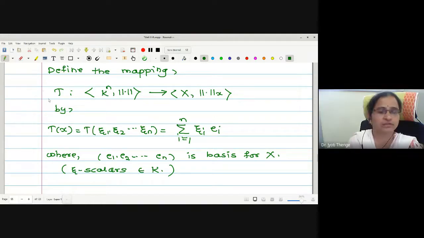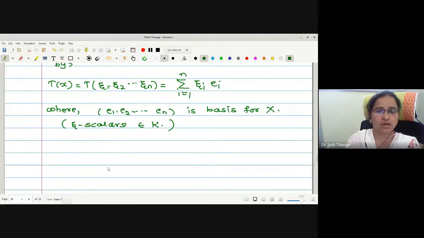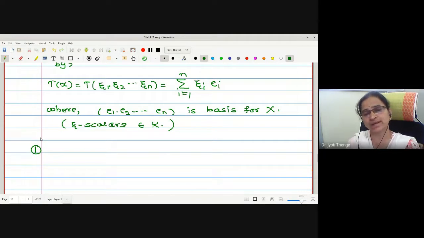No, ma'am. If this mapping is defined, then how many properties to show? One-one, onto, linearity, T and T inverse are continuous. Let us go on proving all the properties one by one. Okay. Now, first step we wanted to show directly one-one and onto.